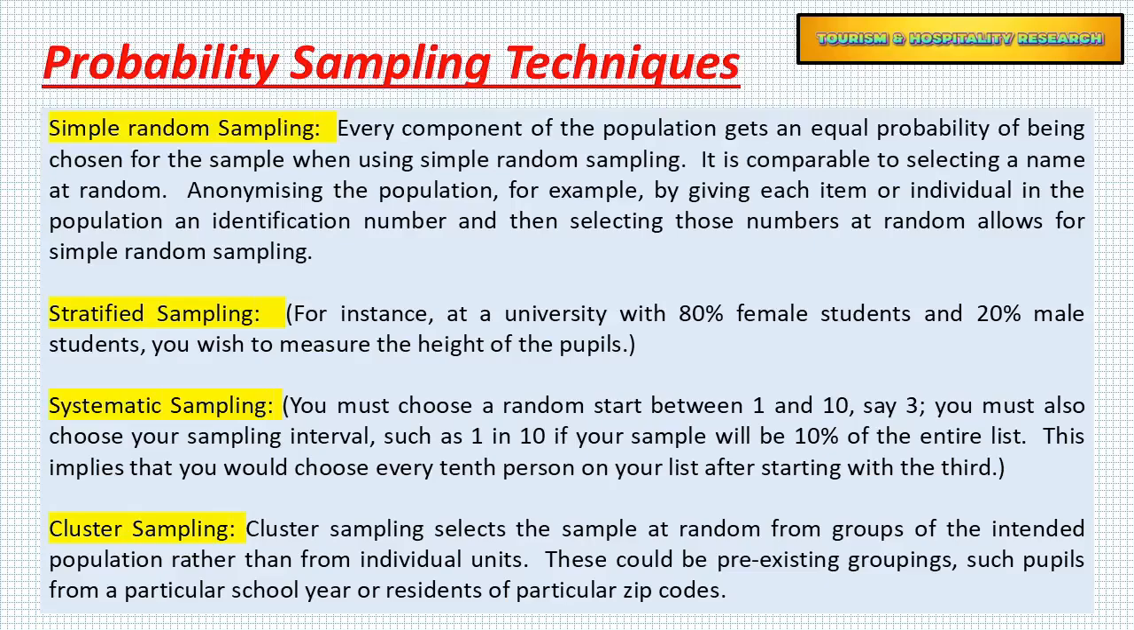The last one in probability sampling techniques is cluster sampling. Cluster sampling selects the sample at random from groups of the intended population rather than from individual units. These could be pre-existing groups such as students from a particular school, year, or residents of a particular zip code.